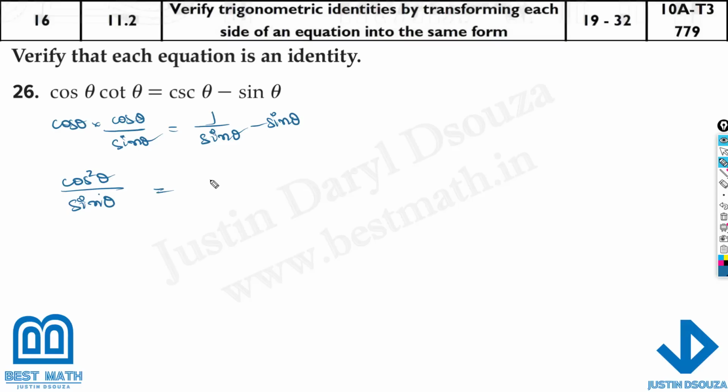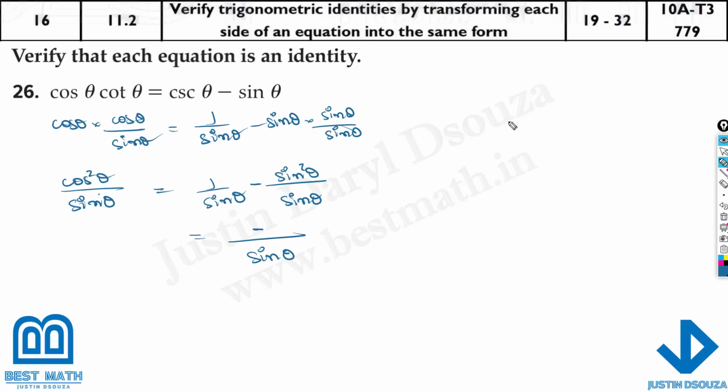What about this one? It will be 1 by sine theta. Here, you have to multiply and divide by sine theta. Why? Because up here, sine theta is there, but down there is no sine theta. So you have to do up and down. So it will be minus sine squared theta by sine theta. Now we have the same denominator. So what's going to happen? Just write it once. Don't multiply this. It's minus here, so minus up, but the denominators will be the same.